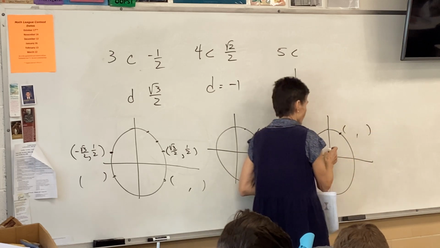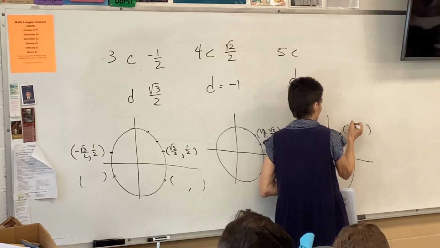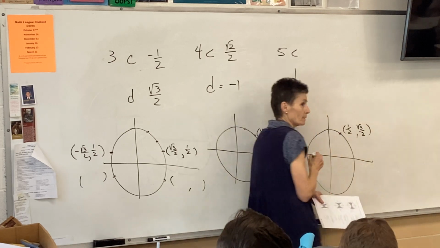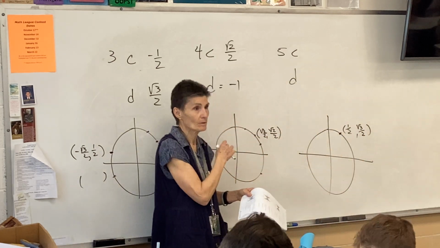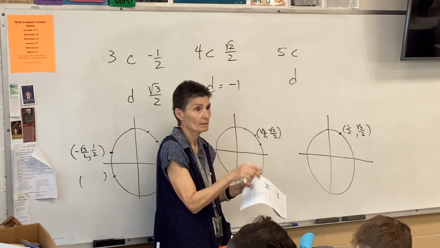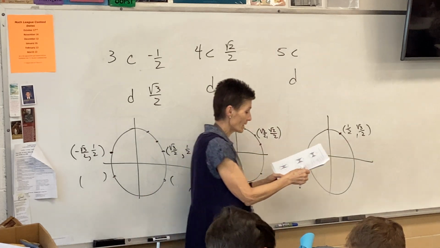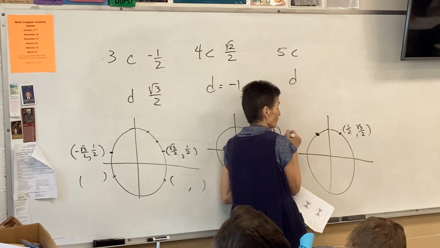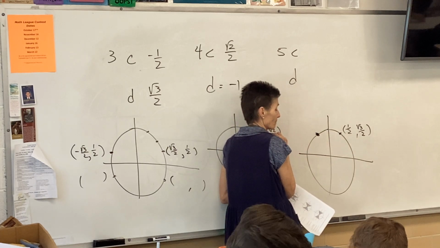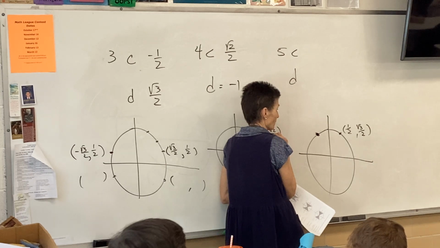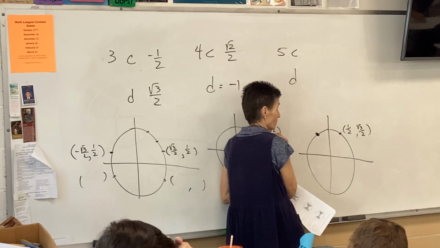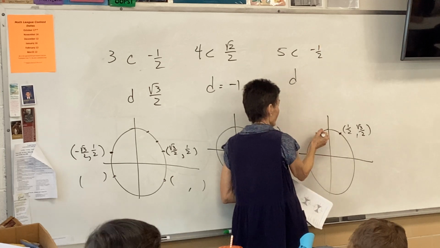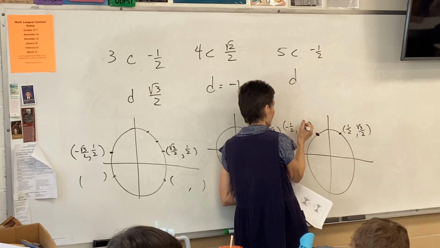What are your coordinates for your pi over 3s? 1/2, root 3 over 2. Okay, so every pi over 3 is going to be those two numbers in some combination. So cosine 2 pi over 3, that's this one. Cosine 2 pi over 3 is going to be negative 1/2. 2 pi over 3 is negative 1/2, root 3 over 2.